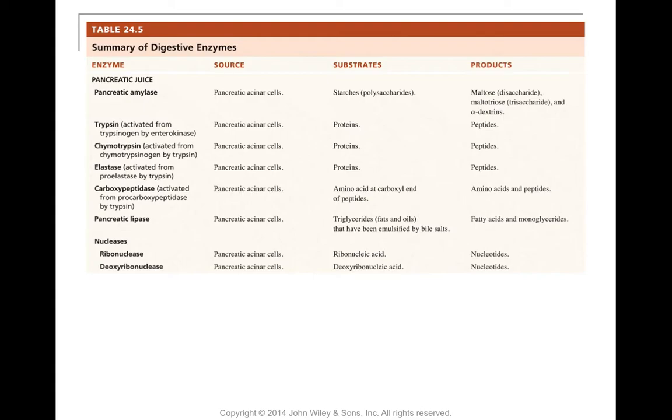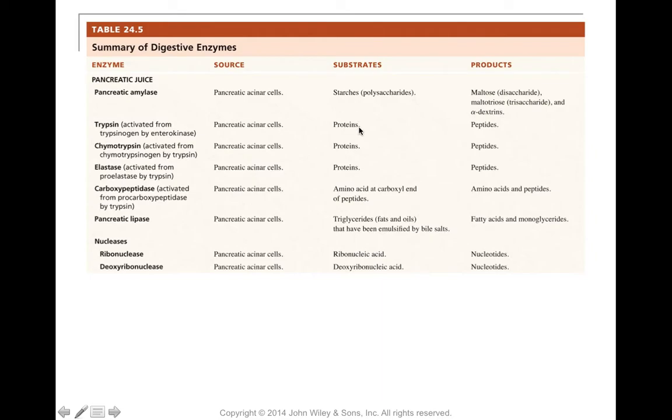In the pancreas, we're secreting a ton of different digestive enzymes. The first is pancreatic amylase. Again, you recognize amylase as breaking down starches. We saw that previously in the saliva. That's going to be secreted by the acinar cells. Actually, they all are, so I'll save us some time. Trypsin, again from the acinar cells, breaks down proteins.